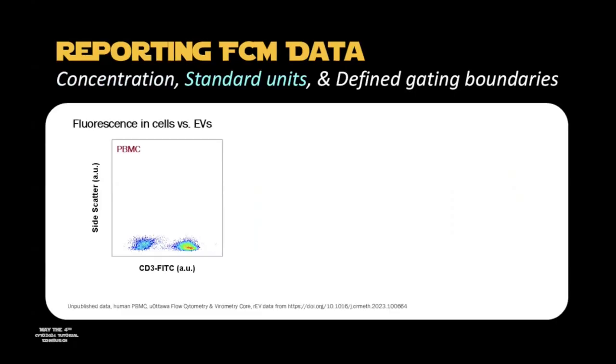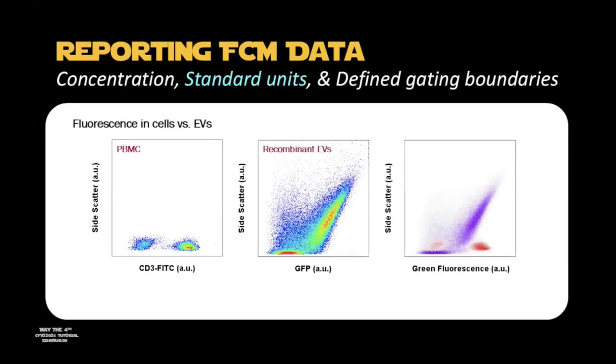And now we're going to move forward to talk about standard units. So hopefully what we have talked to you about earlier in our presentation has convinced you that standard units through calibration is the way forward. But this is just to demonstrate a little bit with some data for you to have a comparison. On the left-hand side, you're seeing the PBMCs with CD3 staining versus side scatter. And on the right side, you're looking at these recombinant EVs that have GFP in arbitrary units. So these two populations are being shown in arbitrary units.